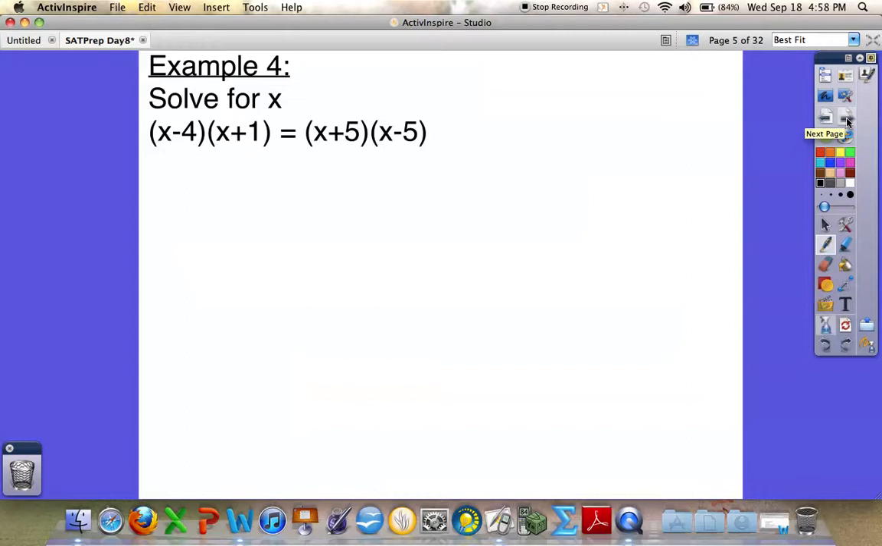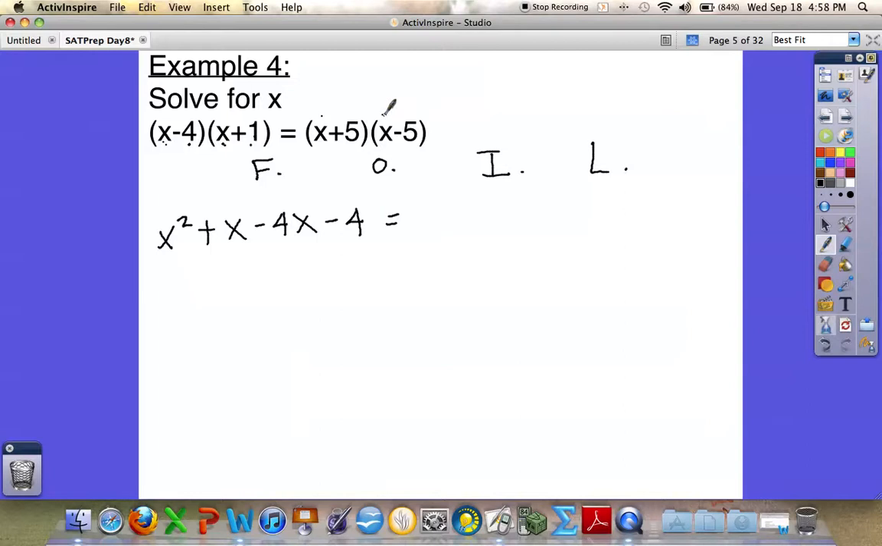All right, and this one is much the same, only this time we're going to use the FOIL method. We're going to do first terms, outer terms, inner terms, and last terms for both sides of the equation. So, x times x is first terms, that's x squared. Outer is x times 1, or 1x. Inner is negative 4 times x, or negative 4x. And last is negative 4 times 1, or negative 4.